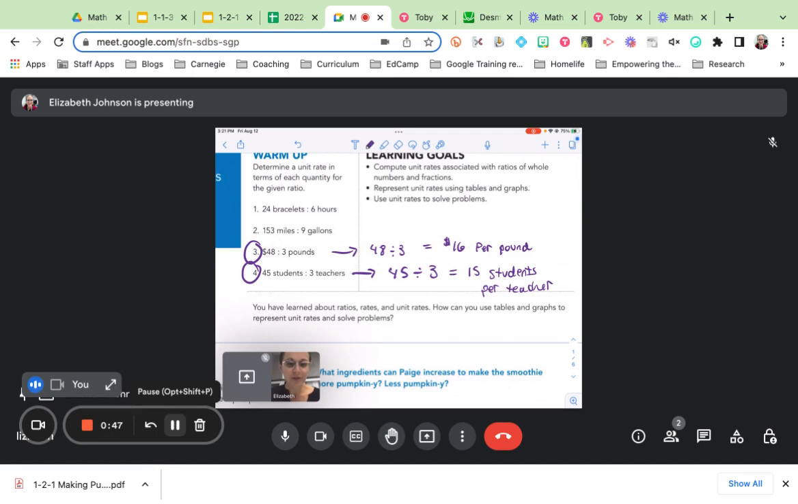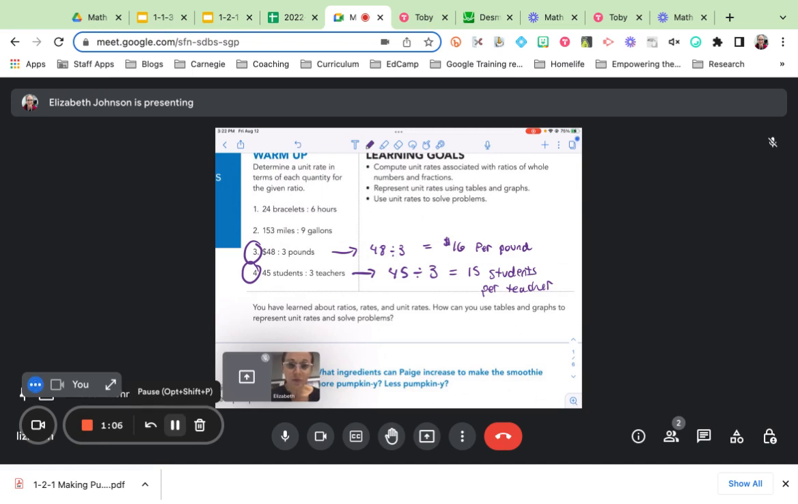You've hit play, which means you're ready to discuss the warm-up. 48 divided by 3 is 16. Well, what does that mean? That means if I'm buying meat at this grocery store, it costs $16 per pound. Maybe it's not meat, maybe it's grapes or coconuts, I don't know. But whatever it is, it costs $16 per pound.